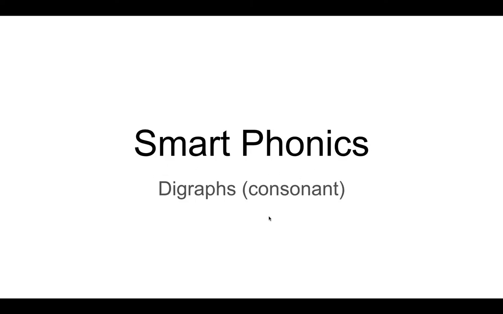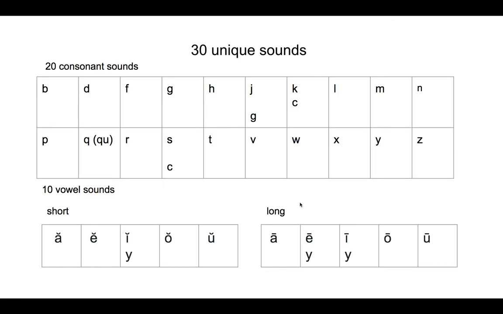Smartphonics. Today we are going to learn about digraphs and especially consonant digraphs. So far we know 30 unique sounds, out of which 20 are consonant sounds and 10 are vowel sounds. Here a single letter produces one sound. For example, the letter B produces the sound B, the letter F produces the sound F. So in all of these cases, a single letter produces one sound.